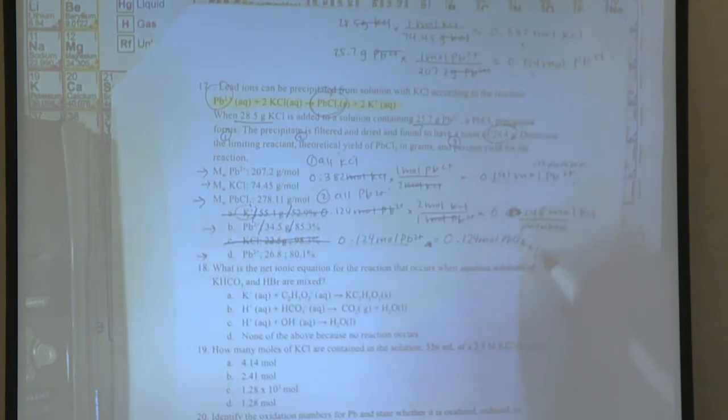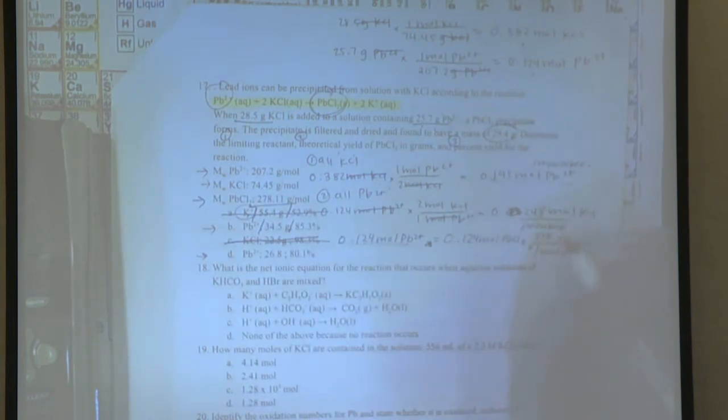And then they give me the molar mass here. So for every 1 mole of PbCl2, it weighs 278.11 grams. Canceling this out, I should get 34.485 grams, right? Which is this guy. What I've done here is, in a perfect world in which all of my limiting reagent is converted into a product, this is how much I should be getting.